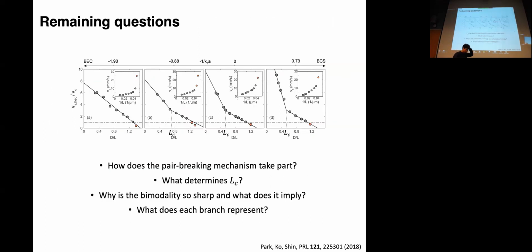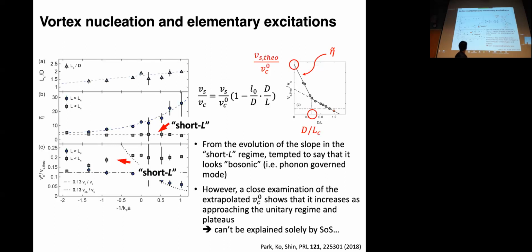So, excuse me, can I? Yes. Where does the 0.13 factor come from? So this factor we determined by fitting the theory to the data on the BEC side of things. Why it might be there, I think it has to do with the 3D nature of our sample.